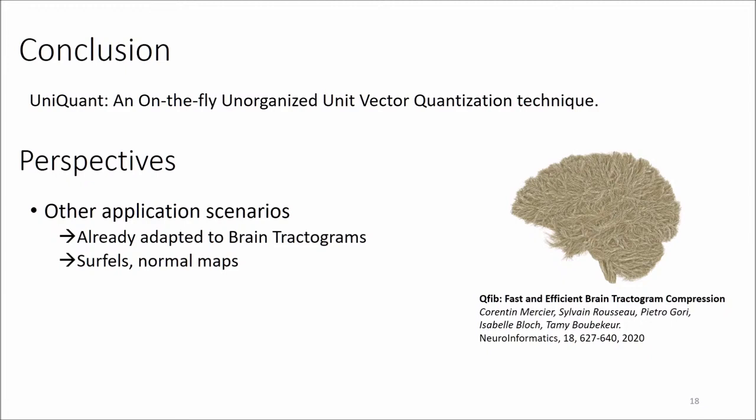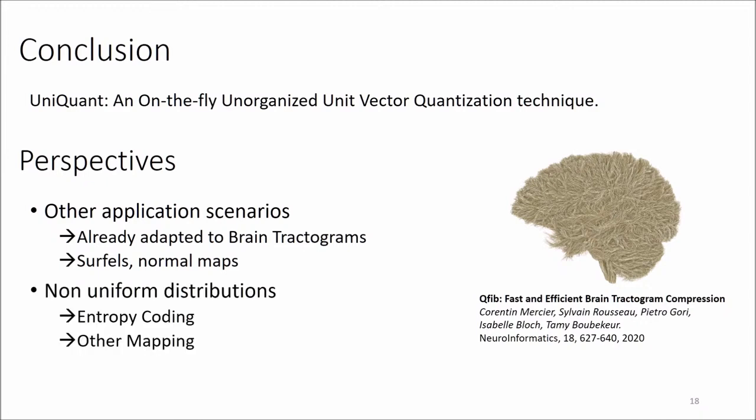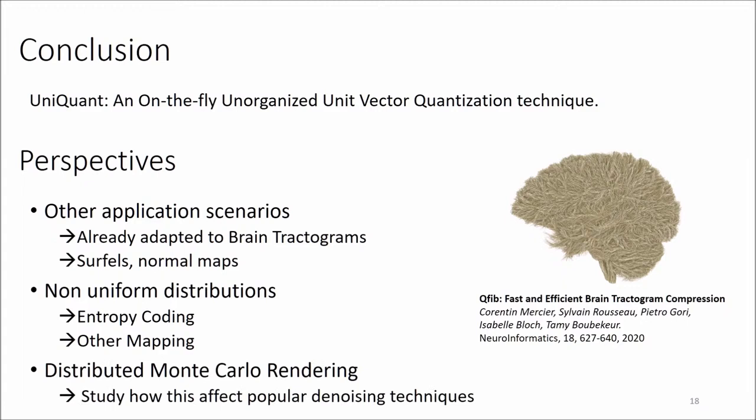It will be interesting to study the application of Unicant to other computer graphics data, such as surface normals or normal maps. It could also be really interesting to study non-uniform distributions, either by using some entropy coding or maybe by adapting the mapping to target a given PDF, for example in the context of distributed Monte Carlo rendering. This will be really helpful for Monte Carlo rendering and distributed Monte Carlo rendering. It will also be really interesting to study the impact of the compression artifacts on popular denoising methods to determine if they actually impact the final quality of the image in actual movie production.